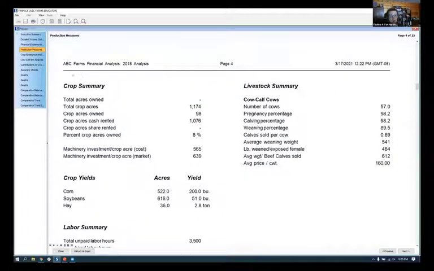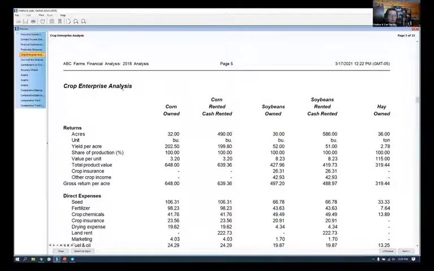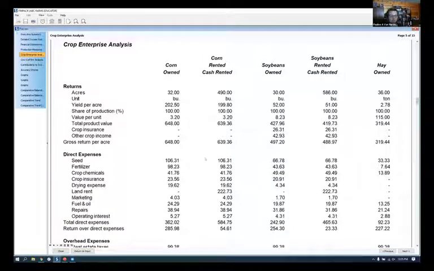Then a quick look at production metrics, and really the power of this software comes in when we start looking at these specific enterprises. Once you can get to that information with the producer, I know it takes a little bit more time and effort, but there's a lot of power in this when we can look at corn versus soybeans and how that performed in the operation for the year.